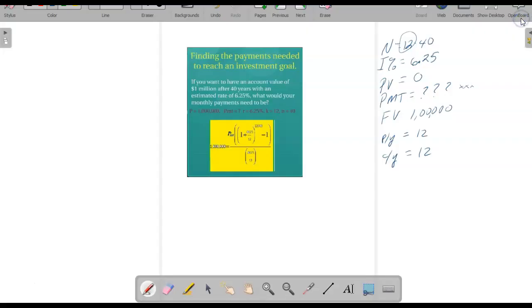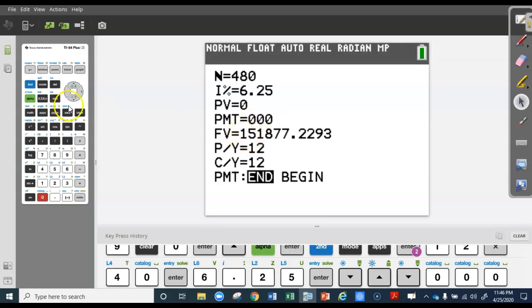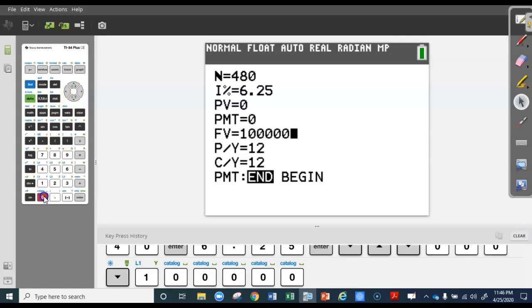What was that payment going to be? Oh, that was what we didn't know. We're trying to get to the $1 million. So we don't know what our payment is. That is again unknown. So I'm just going to put 0 there. The future value though we do know. Now I can hit the down arrow. That we want $1 million. So that we got 1,000,000, 1 million. Again, it's monthly, so those are going to be 12s.